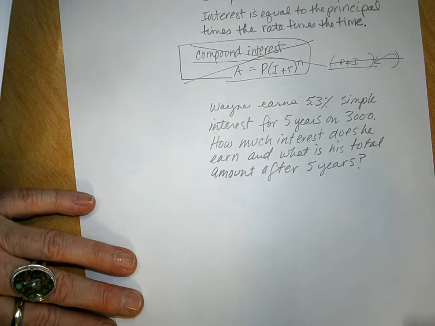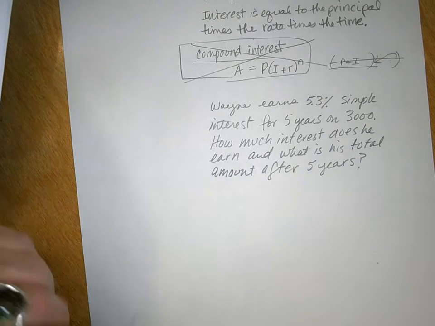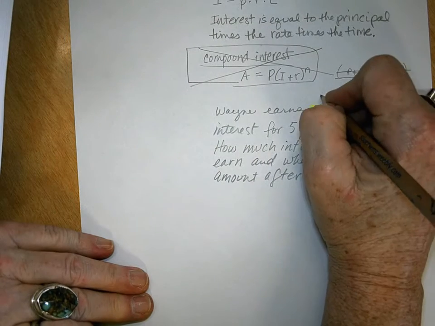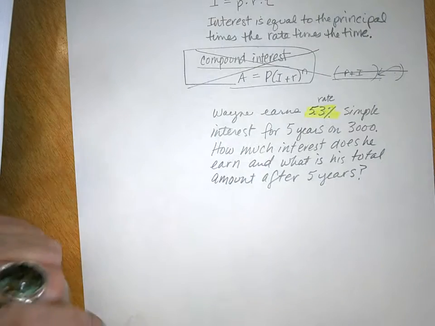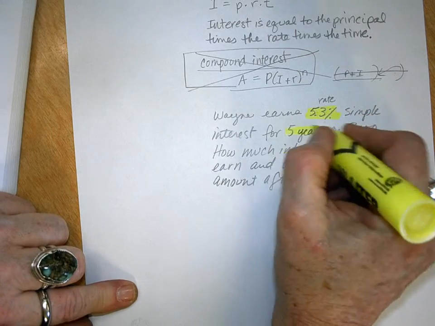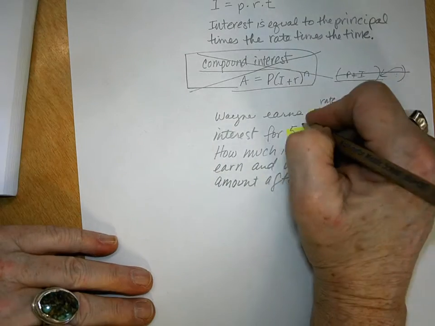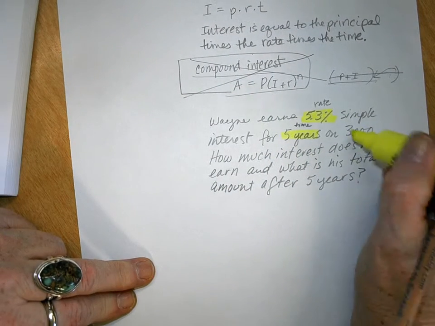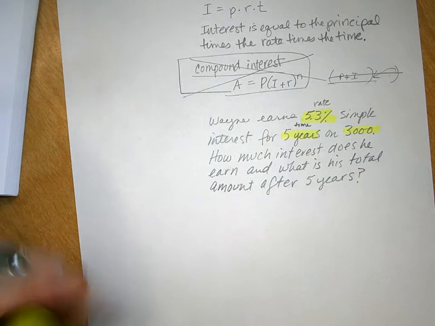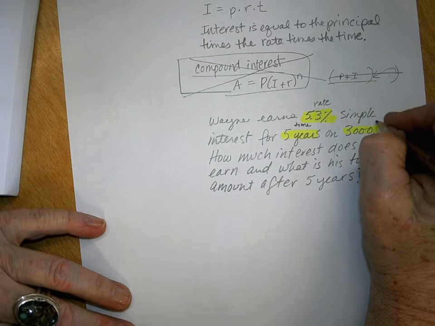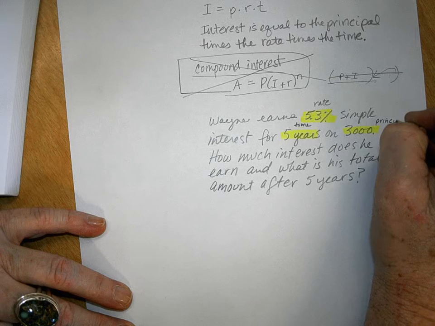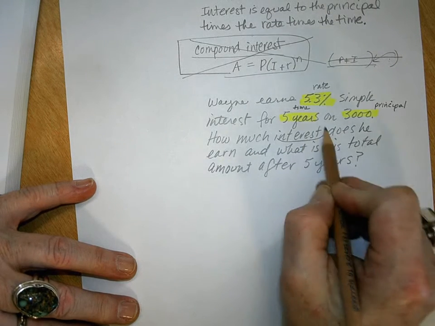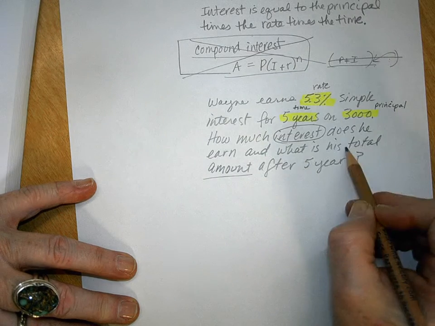So what I want to do is locate the numbers that are important. So this first one is our rate. So 5.3% is the rate. 5 years is my time. 3,000, that's the original amount that was deposited or original amount of the loan, and this is called my principal. So I want to first find his interest, and then what's the total amount.